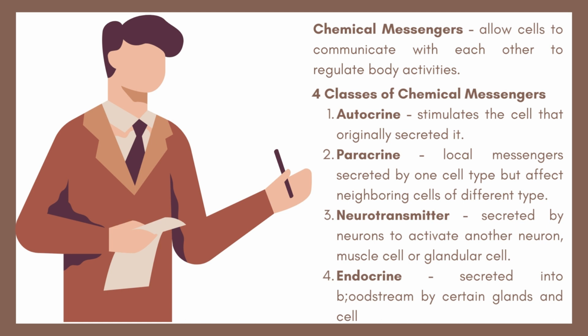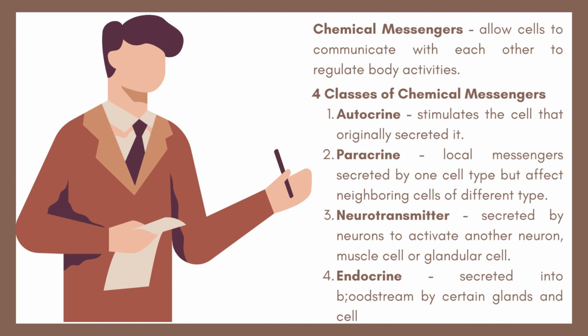First is the autocrine. Autocrine is a chemical messenger that binds to receptors on that same cell, leading to changes in the cell. In other words, it stimulates the same cell it's secreted from. Next is the paracrine. Basically, it is a chemical messenger secreted by a cell and affects a nearby cell of a different type. Or in other words, it alters the behavior of that cell.